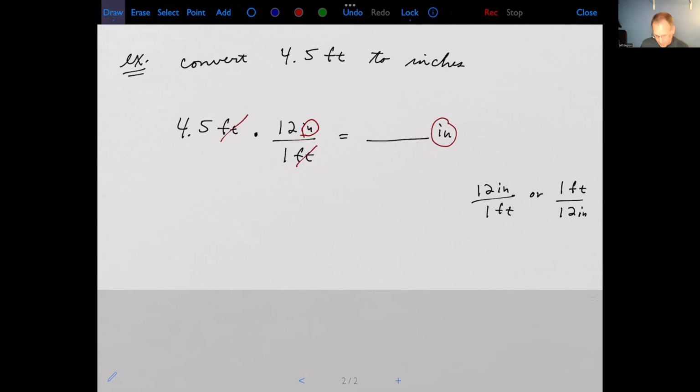Okay, so now that I know I multiply by 12 over 1, I can complete the problem. Think of it as fractions. You have 4.5 over 1 times 12 over 1. So I multiply numerators. If you multiply 4.5 times 12, you can do this on a calculator, you're going to get 54. And then 1 times 1 is 1. So this is just 54. But now I have the correct units of inches, right? The feet cancel, and I end up with inches. So 4.5 feet is the same as 54 inches. Okay, here's another example.